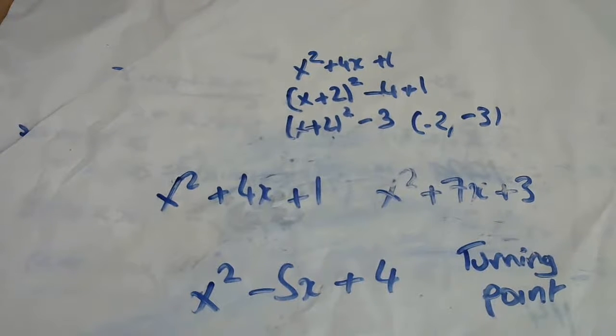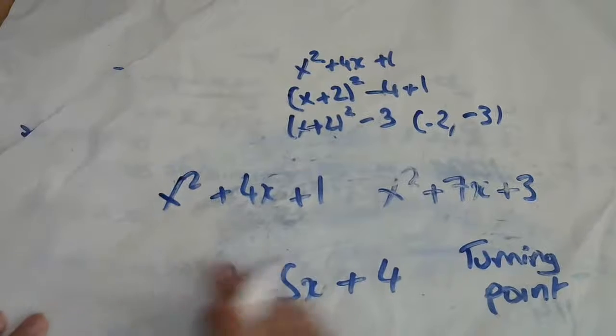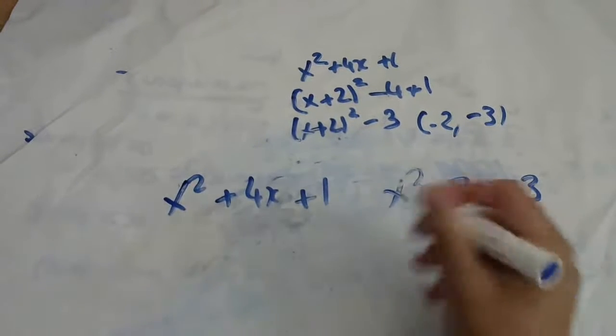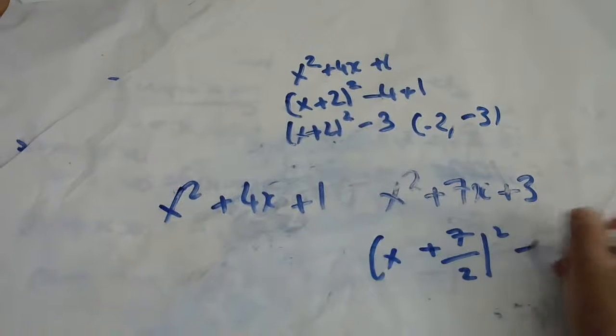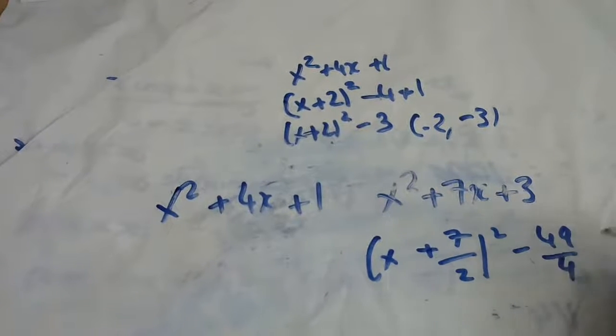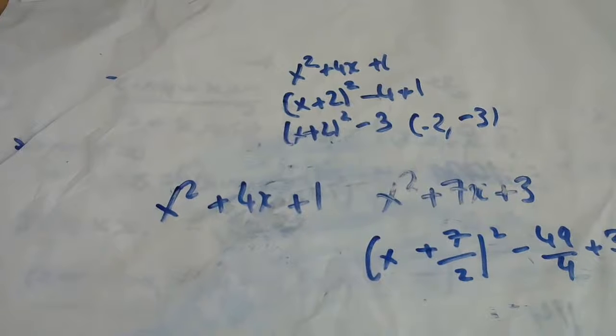Right, so let's have a look at this one. So the first one is what we've done, now the second. So it's x squared minus, sorry. So fine, it's going to be x plus 7 over 2 squared minus 49 over 4 plus 3. Okay, fine.